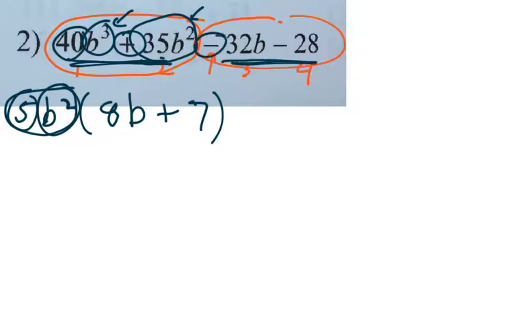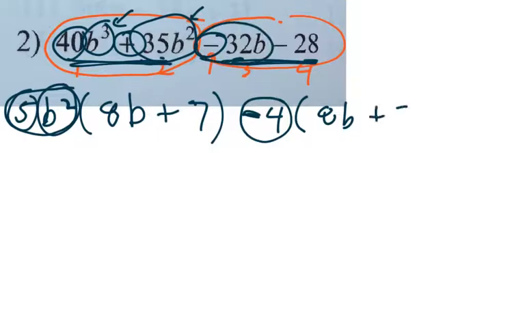Because of the minus, guys, we're going to factor out the minus. And 32 and 28 divide by 4. Don't use this 2, guys, when 4 is bigger and better. Let's see what we get. 8b times minus 4 is minus 32b. Plus 7 times minus 4 is minus 28.